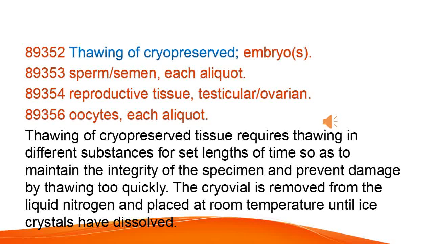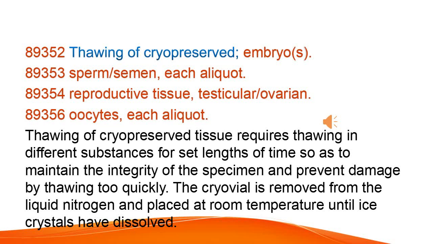Thawing of cryopreserved, embryo, S. Sperm/semen, each aliquot. Reproductive tissue, testicular/ovarian. Oocytes, each aliquot. Thawing of cryopreserved tissue requires thawing in different substances for set lengths of time so as to maintain the integrity of the specimen and prevent damage by thawing too quickly.